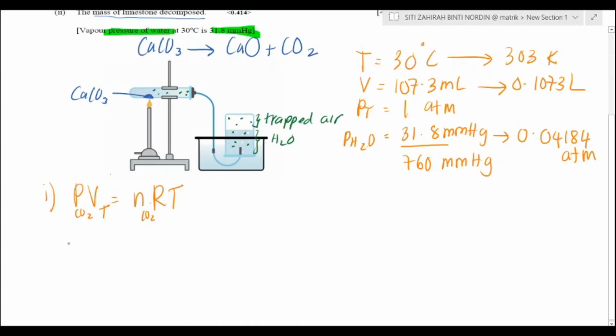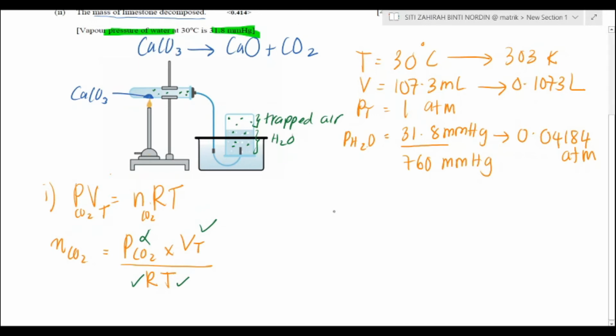So rearrange your ideal gas equation so the mole becomes the subject. So mole is equal to pressure of CO2 times the volume total divided by RT. Okay, so check what information you have yet. Do I have the pressure of CO2? No. The volume? Yes. R? Yes. T? Yes. We just need to find the pressure of CO2.